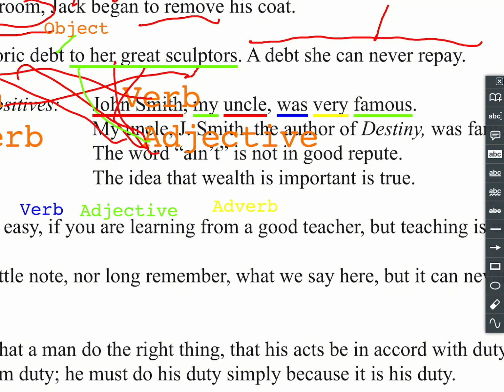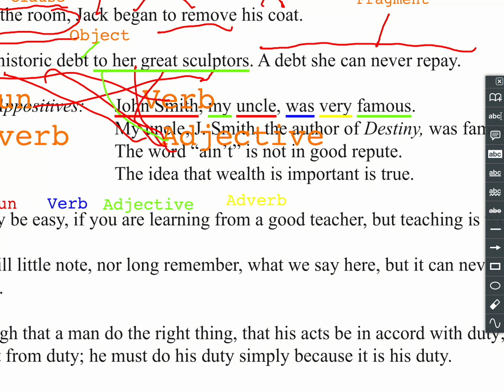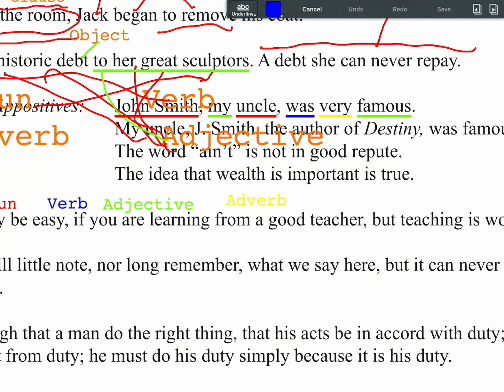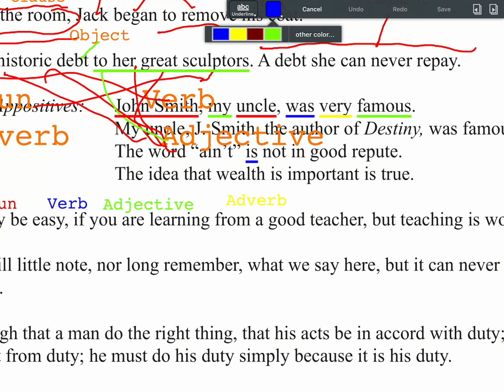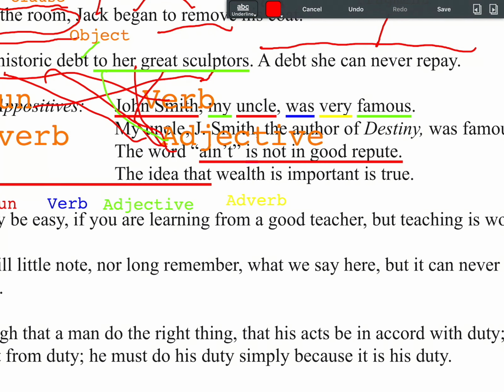So I'm just going to skip this one. I wrote too much over it. The word ain't is not in good repute. Okay. So is is the verb. Undo. Right, is. So ain't is a noun here. So let's get the nouns. Like, ain't is actually the subject of the sentence.